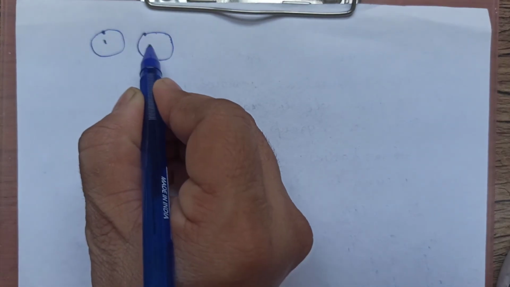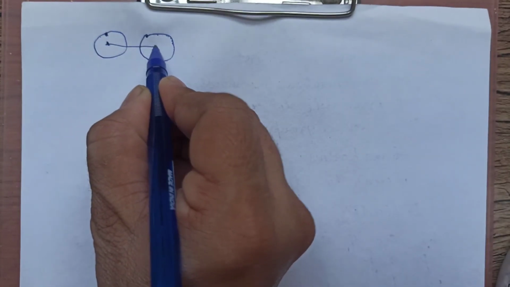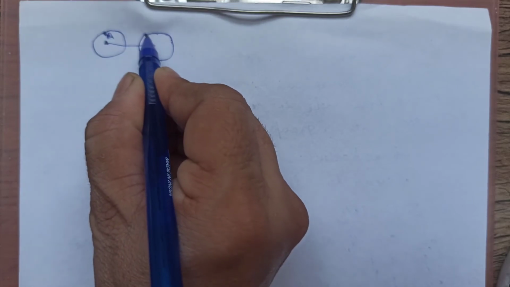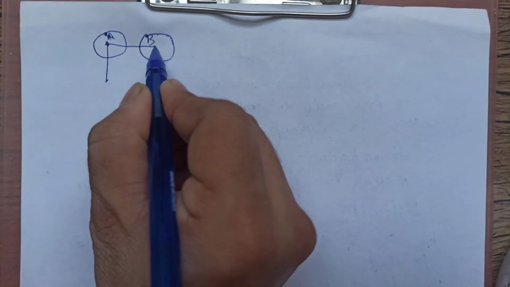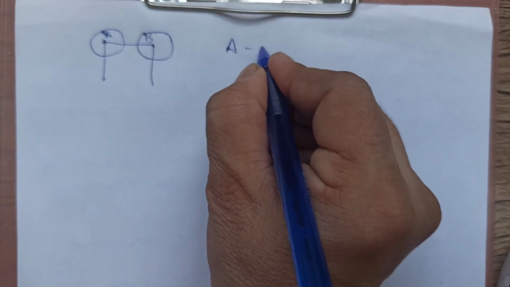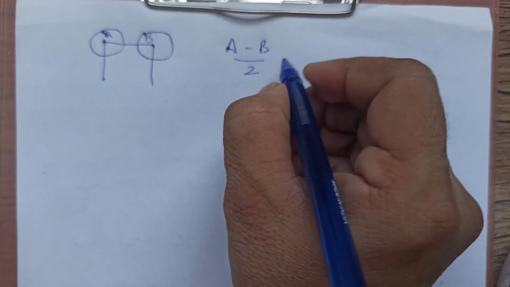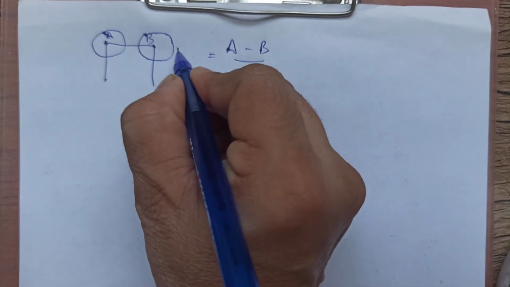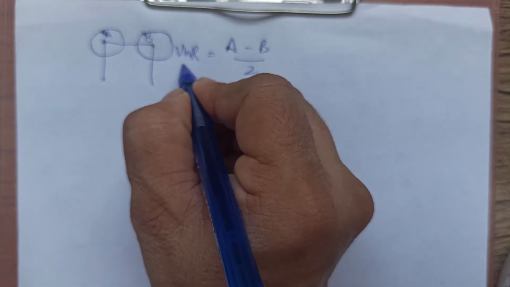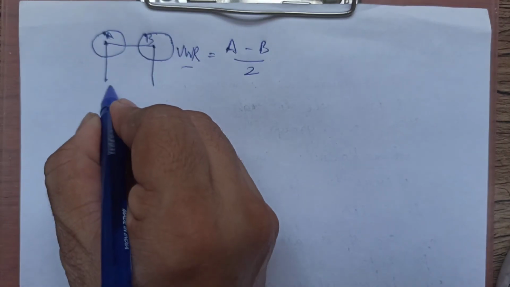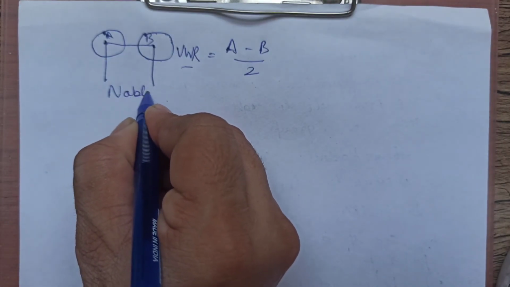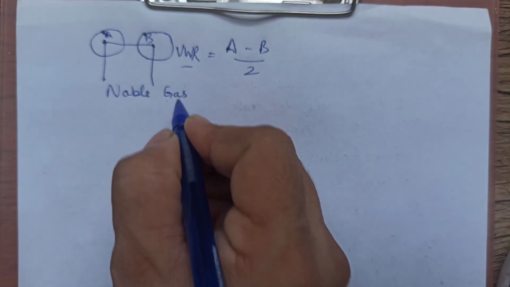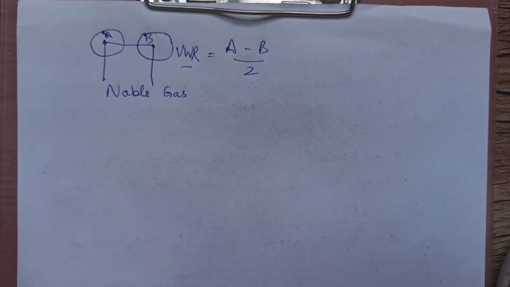So this atom's nucleus, this atom's nucleus, you will measure the distance. Let this be A and B. The distance AB divided by 2 will give you the Van der Waals radius. This is the Van der Waals radius. This is a noble gas example. It may not be necessary that it is always between noble gases.